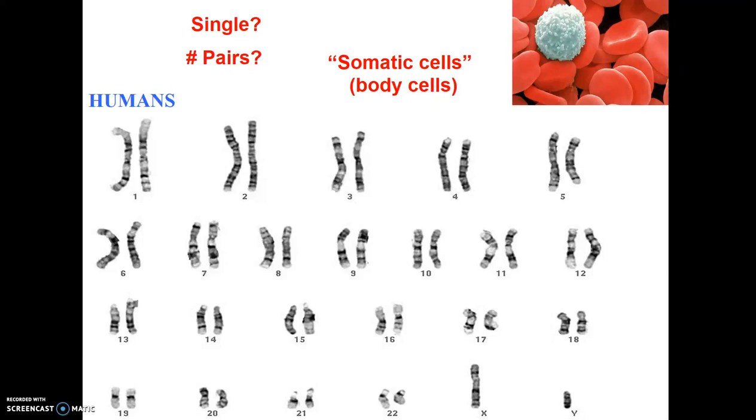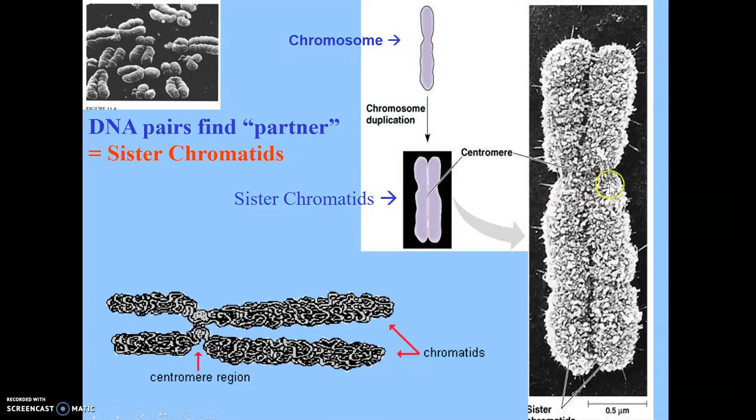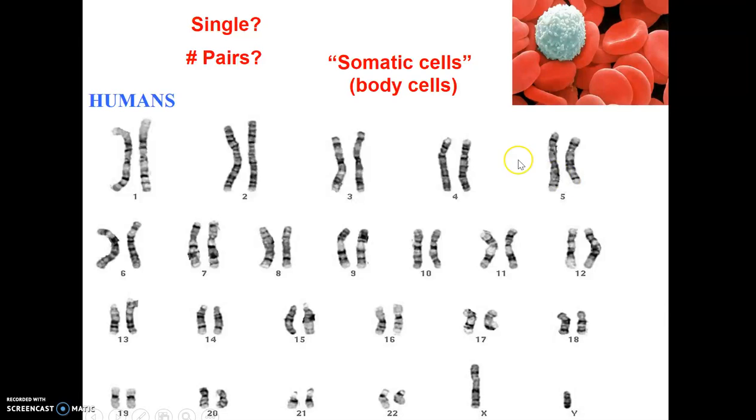When we think about this, these aren't duplicated. They're not in an X shape. If I go back to the previous picture, how these are held together at the centromere, yes, these are next to each other, and this one might look like an X a little bit, but they're not held together with these proteins. These are what we call pairs of chromosomes. So in a human cell, we have a total of 46 single chromosomes, really 23 pairs.